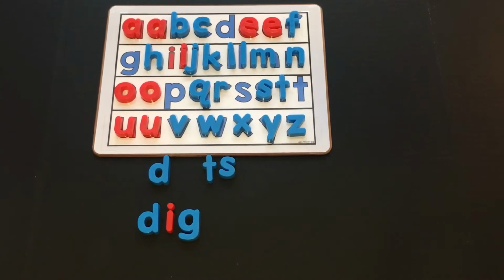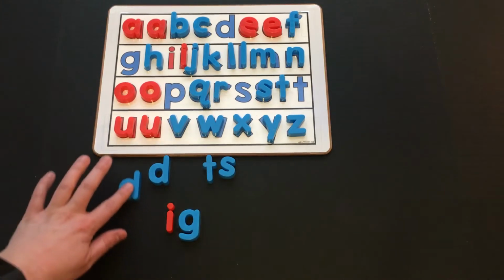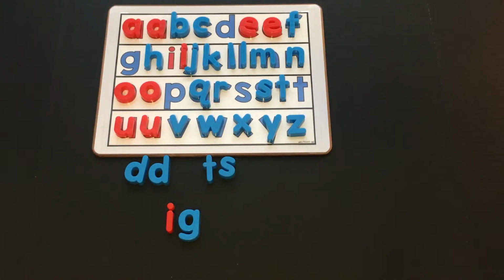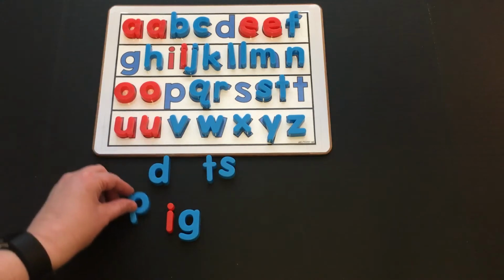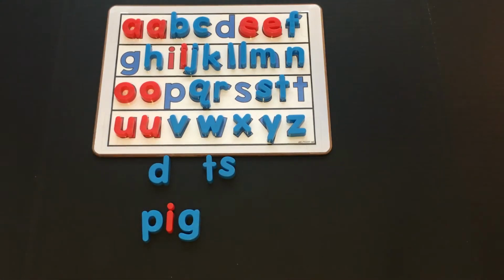Now we're going to make dig into pig. What sound do you hear changing? The beginning, the middle, or the end to make dig into pig? The beginning sound, that's right. So I'm going to take away that D. What sound do you hear at the beginning of pig? P. So I'm going to change that D into a P. Now let's say the sounds and blend it. P-ig. Pig.